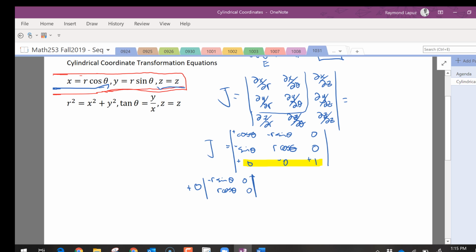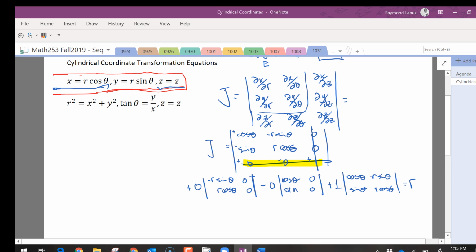That's going to be 0, minus 0 times another set of values that came from the matrix, plus 1 times that stuff that we've seen before. And we already saw that. That happens to be r, and so we have 1 times r is r. So our Jacobian for the cylindrical coordinate transformation is also going to be r.